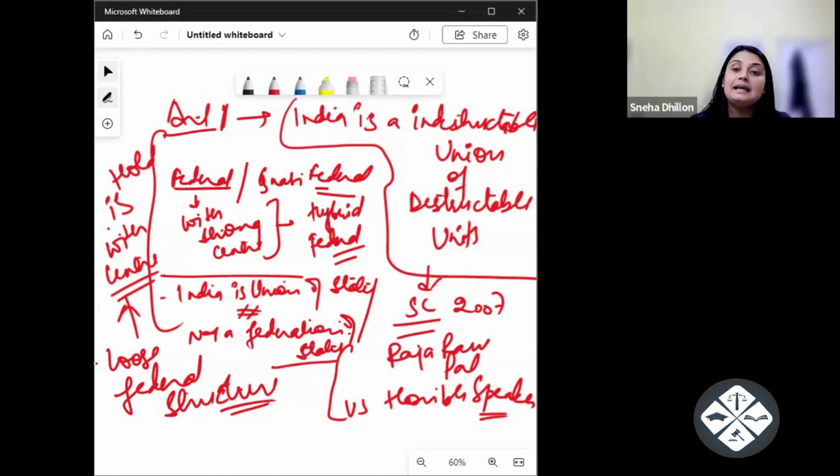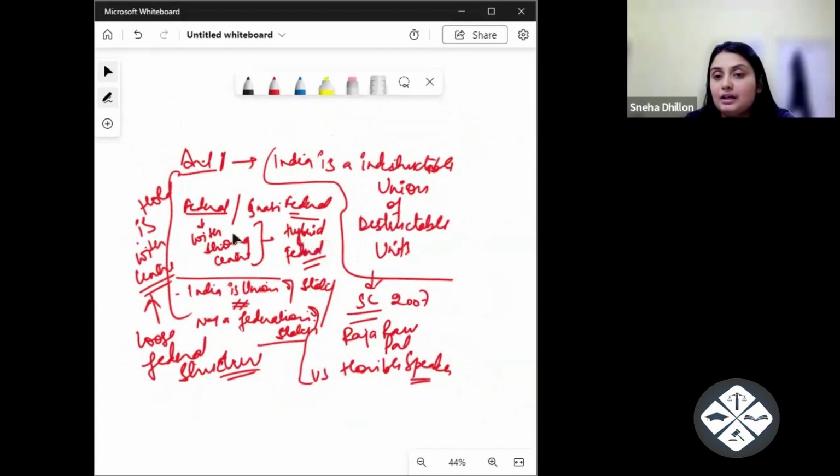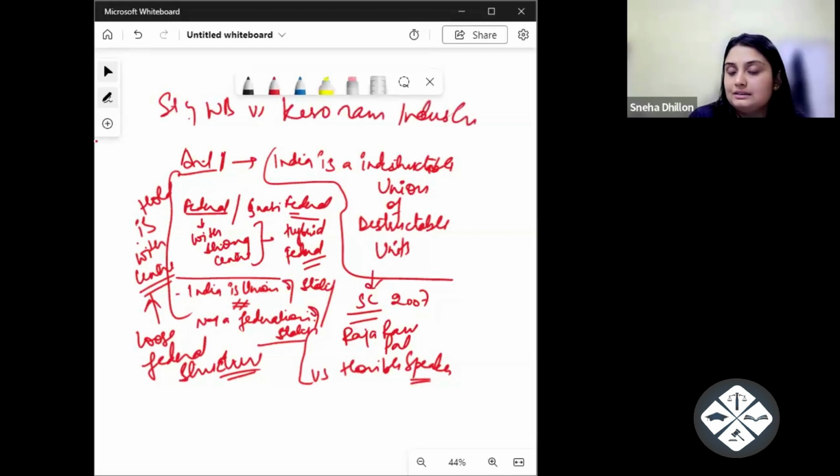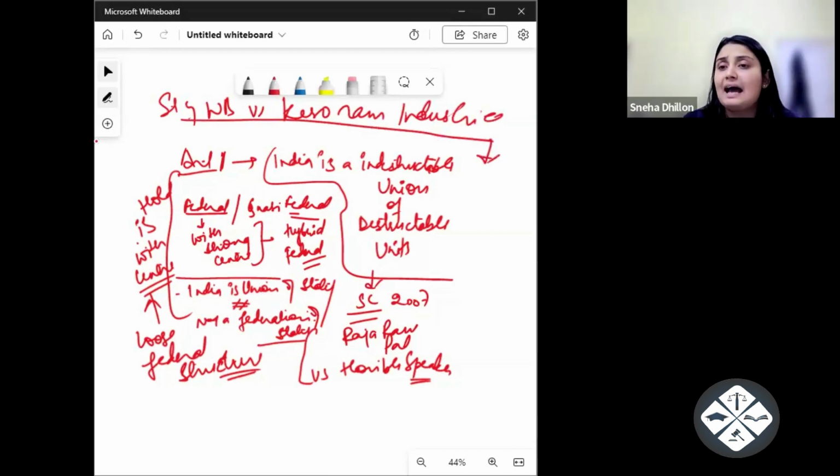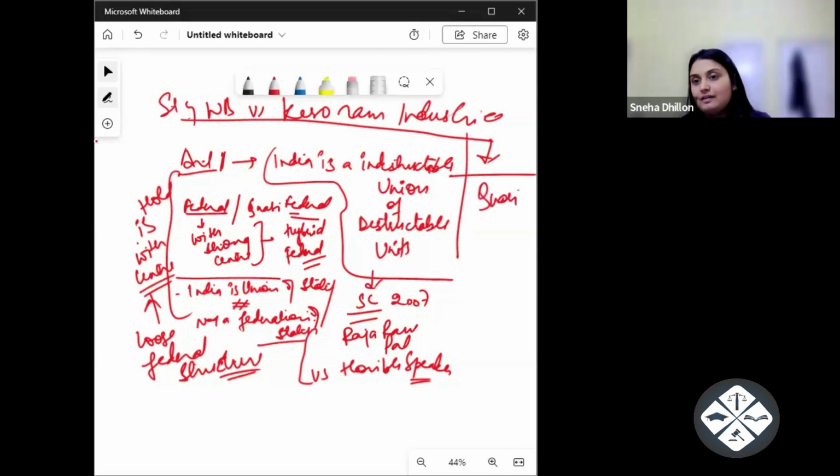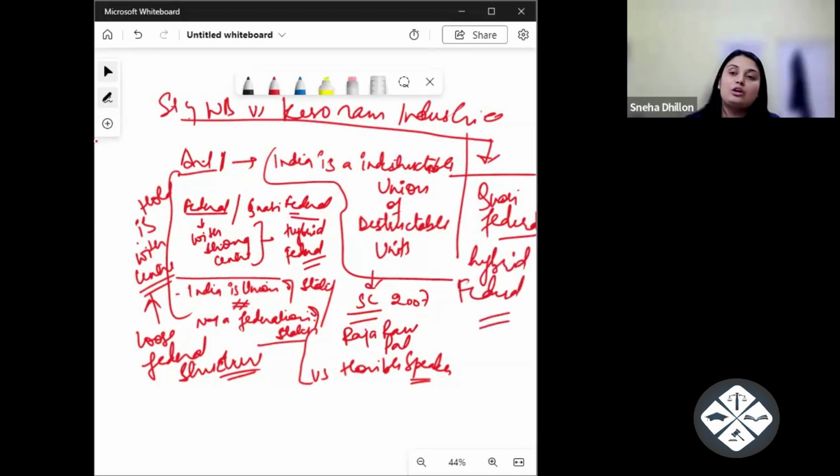Okay, there is one case which speaks of the characteristics of the federal structure in India, or the ideas of federalism in India. It is the case of State of West Bengal versus Kesoram Industries. This is a case which tells about the characteristics. So what characteristics does it provide? The characteristics of the federal structure of India are that it is quasi-federal, that it is hybrid federal. These are the two characteristics provided by the case of West Bengal versus Kesoram Industries.